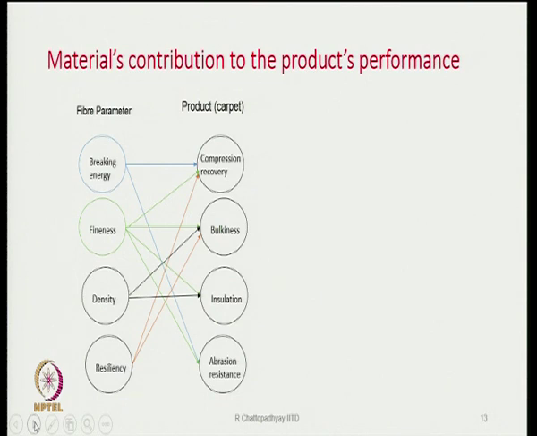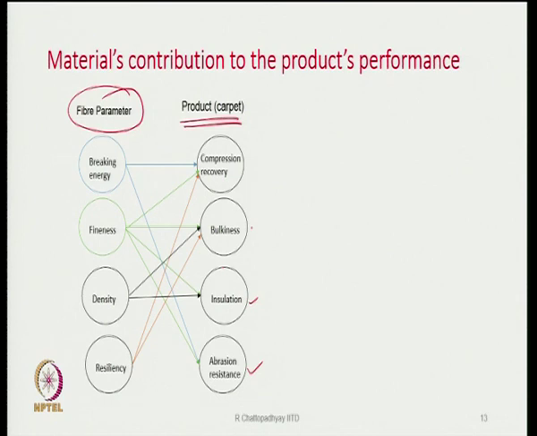As an example, on the left hand side fiber parameters are given, on the right hand side product parameters are given. The product is a carpet, and on the left hand side the fiber parameters are given, because we must be able to associate first. That needs real domain knowledge. Like for a carpet, the important properties are compression recovery, bulkiness, insulation, abrasion resistance. I have just given these four properties.